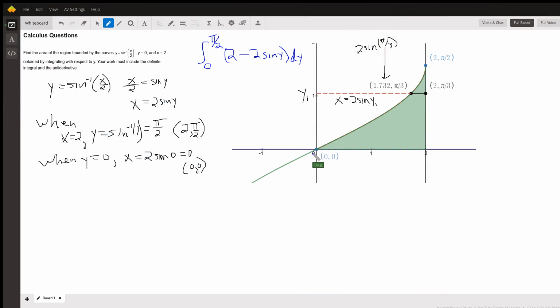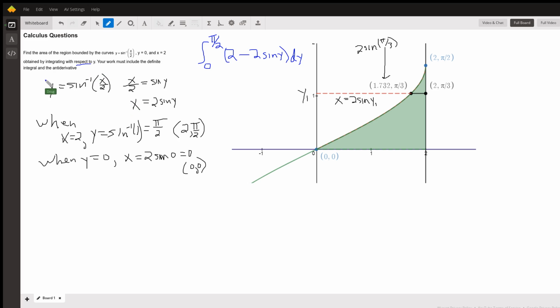Okay, over here to the right, we have the graph of y equals the inverse sine of x over 2. And we're trying to find the area of this green region, which is bounded by that curve, the line y equals 0, which is the x-axis, and the line x equals 2. And if you aren't going to do this with a graphing calculator, you have to find the points of intersection of all those curves. And by the way, we have to integrate with respect to y.